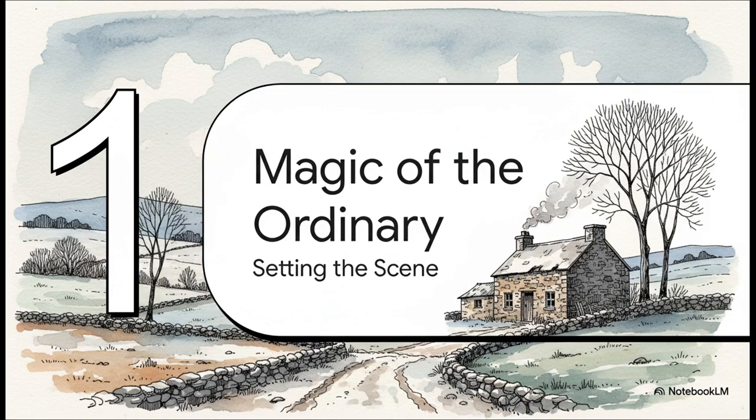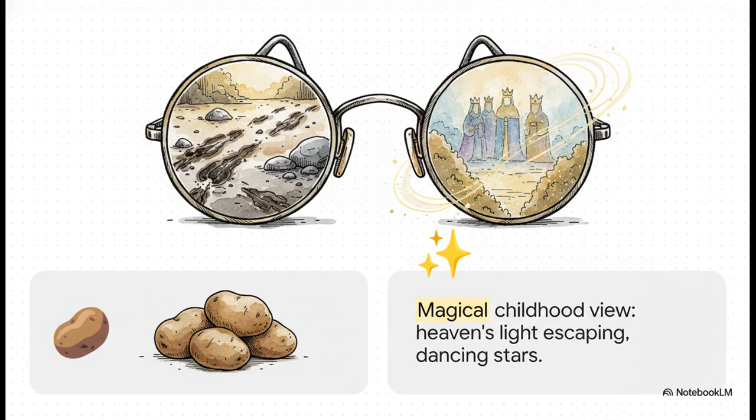The magic of the ordinary, setting the scene. To really grasp Kavanagh's magic, we first have to understand his canvas, right? We're talking about the deeply rural, very ordinary winter landscape of his childhood farm in Monaghan. But there's this dual reality going on. On one side, you have the stark reality: potato pits, ricks of hay, cattle tracks in the mud, just everyday stuff.